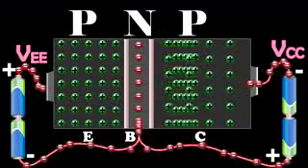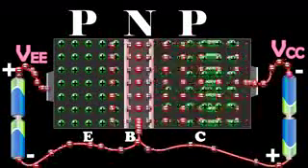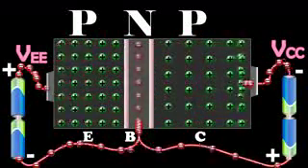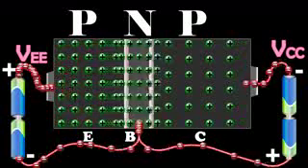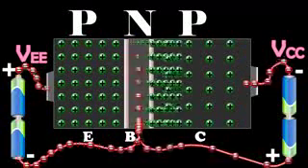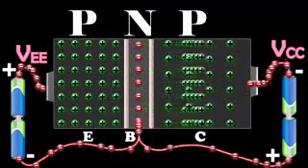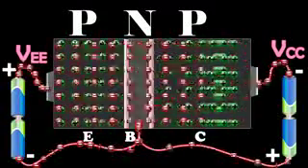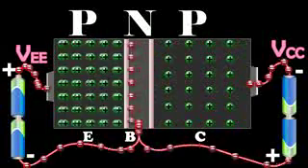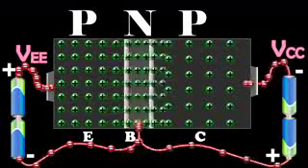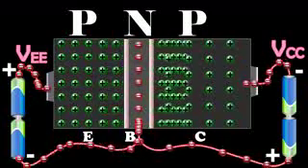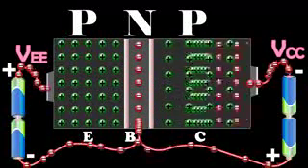The holes diffuse through the base. These holes take a very small time to flow through this region before they reach the depletion region. During this time, a very small number of holes recombine with an equal number of electrons in the base. Because the base is lightly doped and very thin, this number is very small.